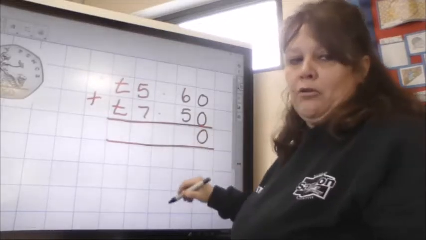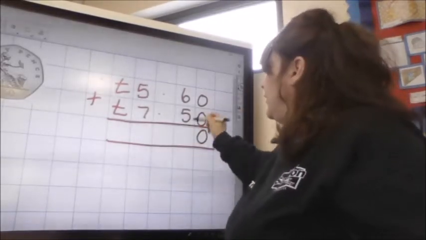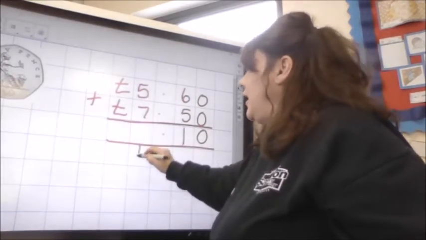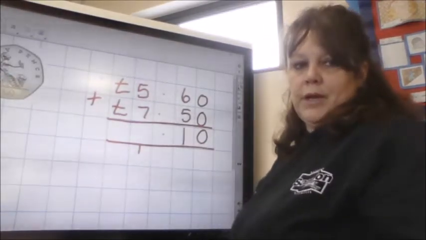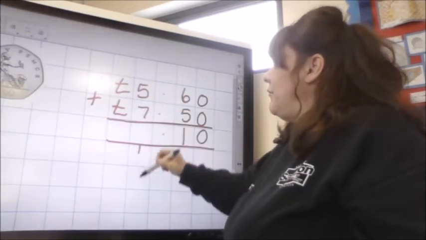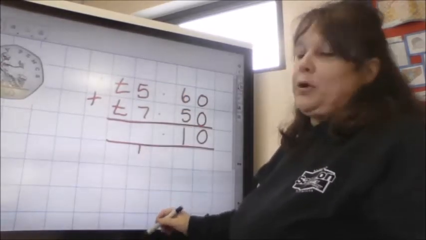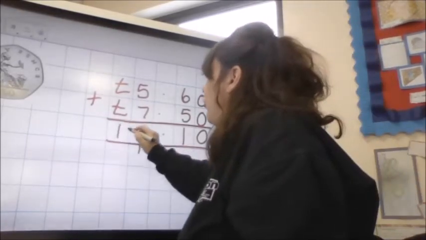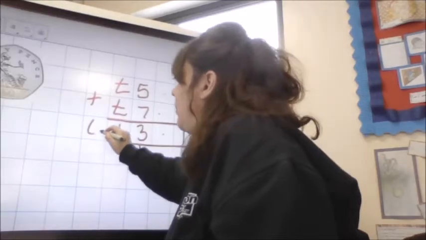So I'm not doing any borrowing, I'm adding. 6 add 5 is 11. So put my 1 there, as I would do. And then over here, I put the other one. Okay. And then 5 add 7 is 12, but I've got to remember to add that one on here. So I've got 13, and then I put my pound sign there.